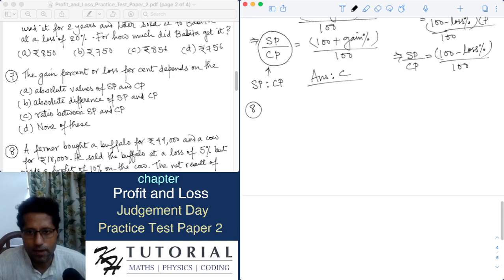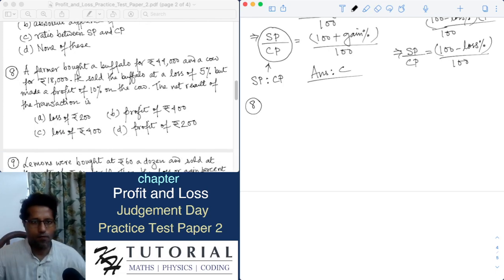Let's do problem number 8. A farmer bought a buffalo for rupees 44,000 and a cow for rupees 18,000. He sold the buffalo at a loss of 5%, but made a profit of 10% on the cow. The net result of the transaction, it is asking to find whether it was a loss or gain.